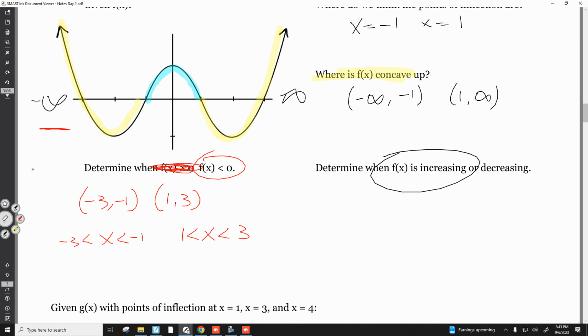Great. Isn't that bad, right? From -2 to 0, my function's going up. From 2 to infinity, my function is going up. So -2 to 0, 2 to infinity. Those are the x intervals in which my function is going up. Are we good? If we're not getting it right, it's okay. But it will get harder.